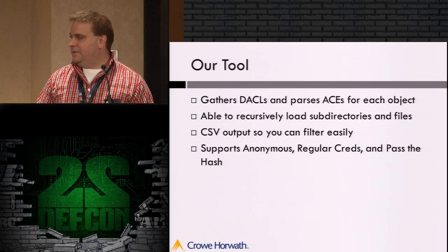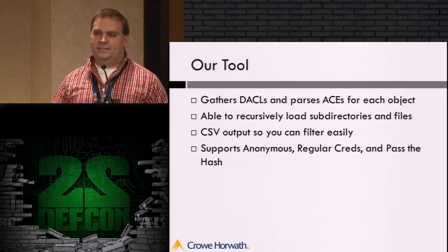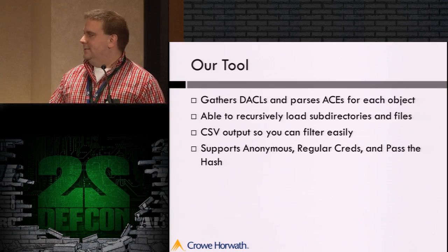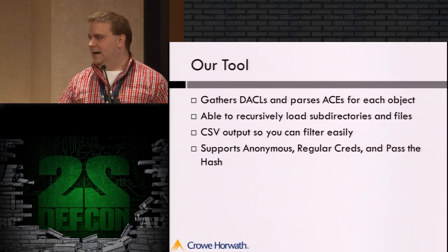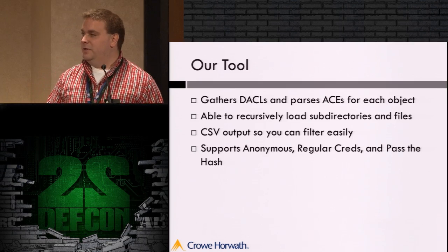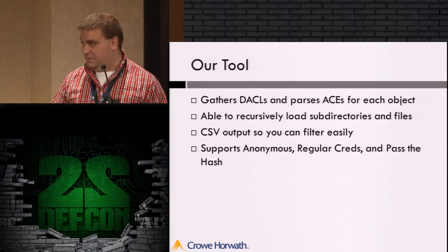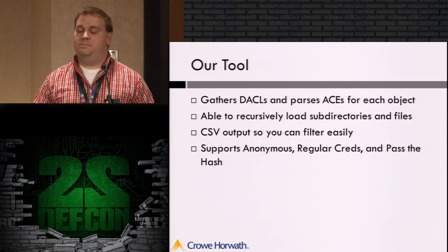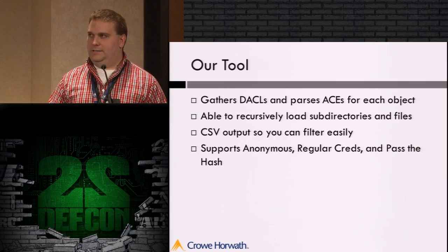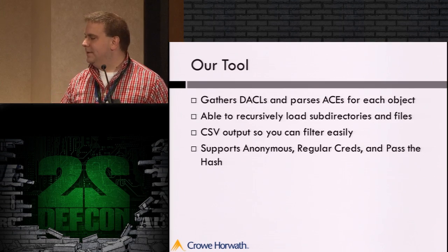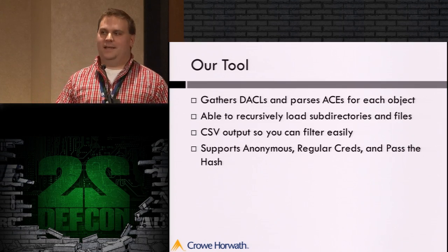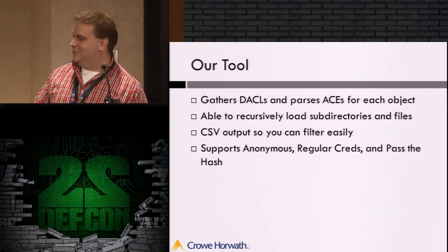So for what we do, we gather the DACLs, we parse the ACEs, we give you a nice CSV so that you can go to your spreadsheet of choice and filter everything out. We'll also recursively go as deep as you want. So we have actually pulled every permission from a file server that had over 500,000 objects on it. It took about 30 minutes, and it was a gigantic CSV file. Excel complained. But we also support anonymous. We can use regular creds, and actually we do support pass the hash, although there's a little bit of a caveat there.